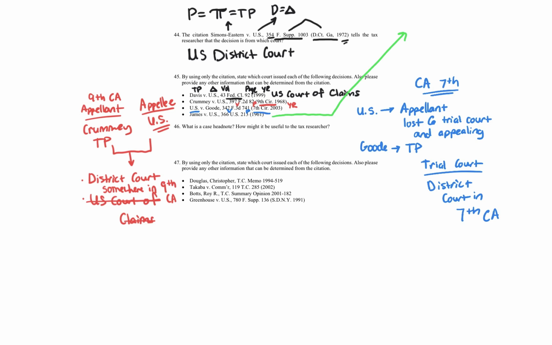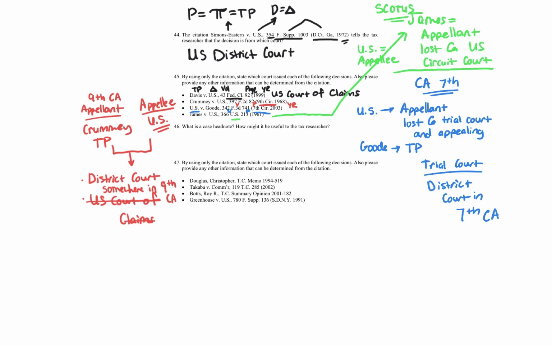So we've got James. James comes first. That means that James is the appellant. And it's U.S. with a date. That means that we're talking about the Supreme Court of the United States, SCOTUS. So that means that James, the appellant, lost at the U.S. Circuit Court level. U.S., of course, is the appellee here.